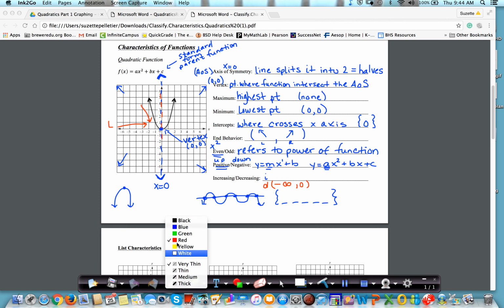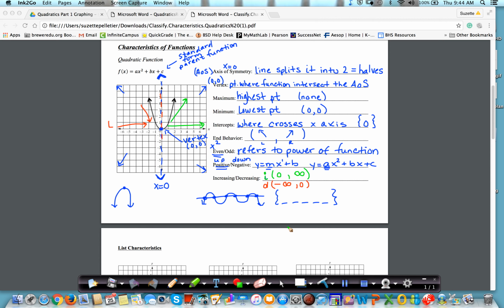And then I would say that it is increasing, so starting at zero, again, I'm still reading from left to right, starting at zero, these values are going up, up, up. So increasing is going to be from 0 to positive infinity. So where is it decreasing and where is it increasing?